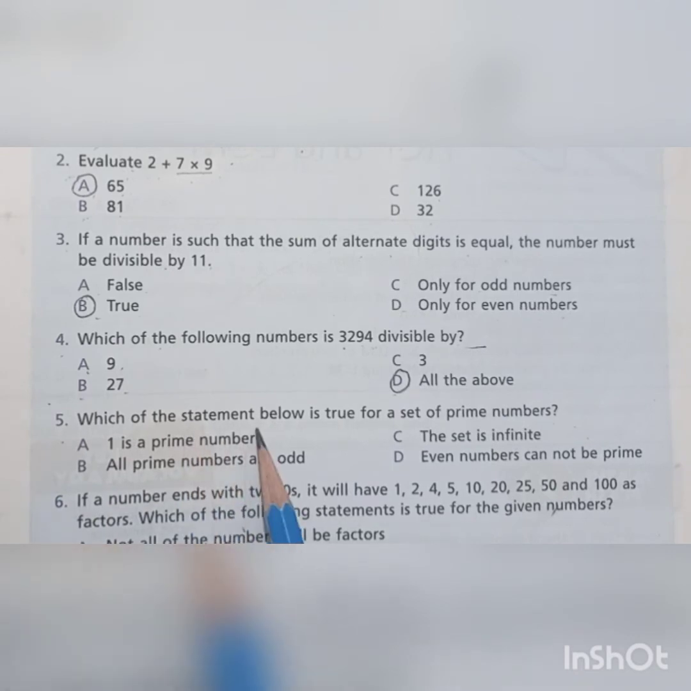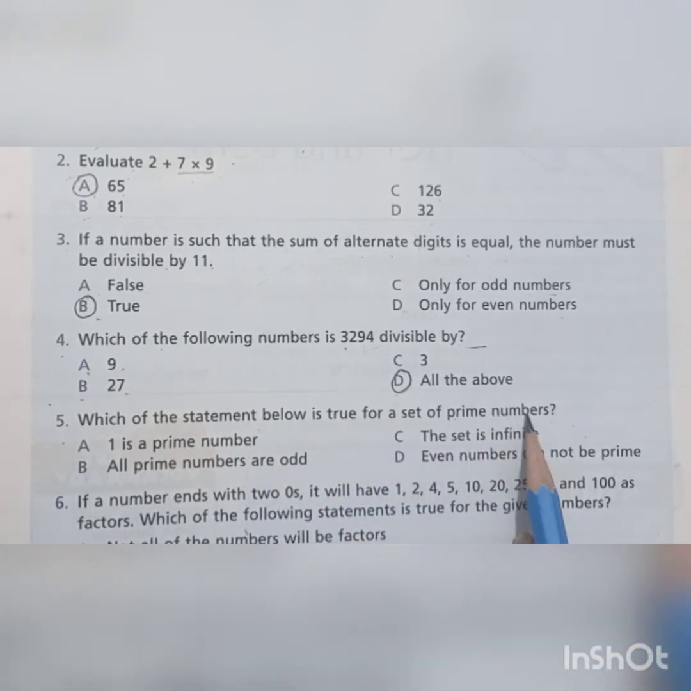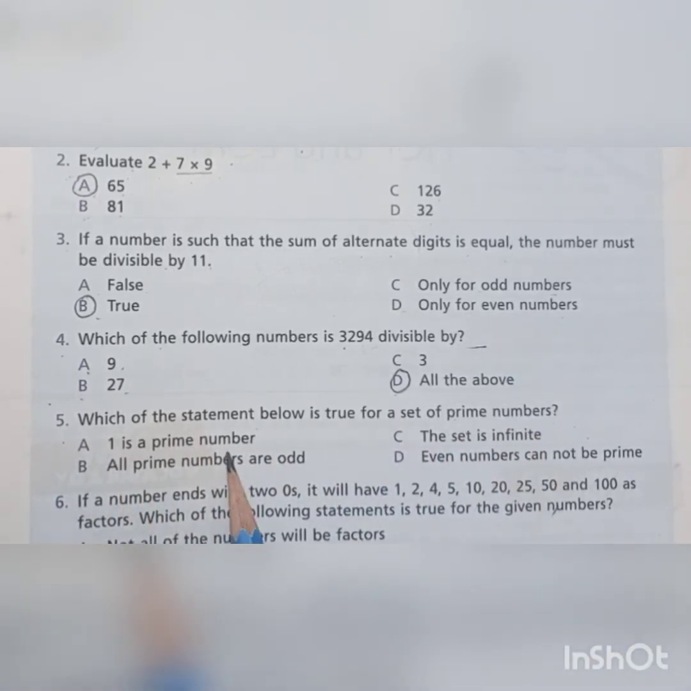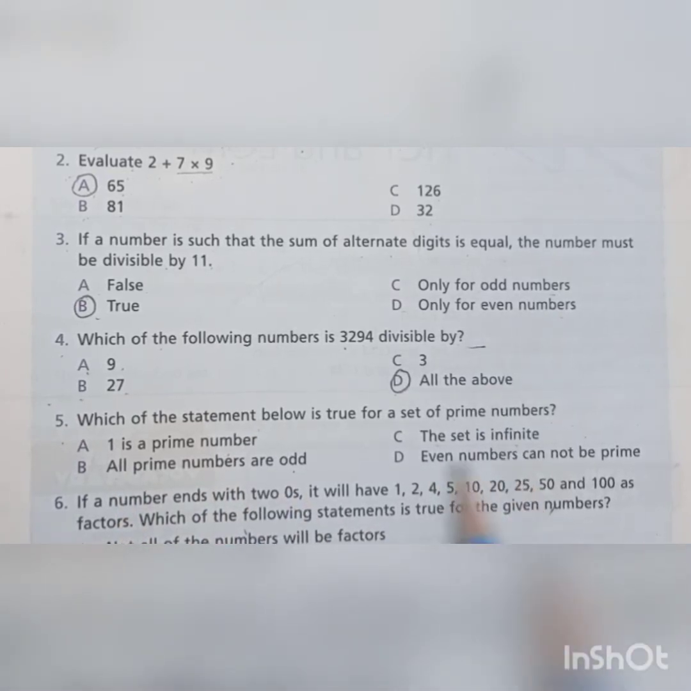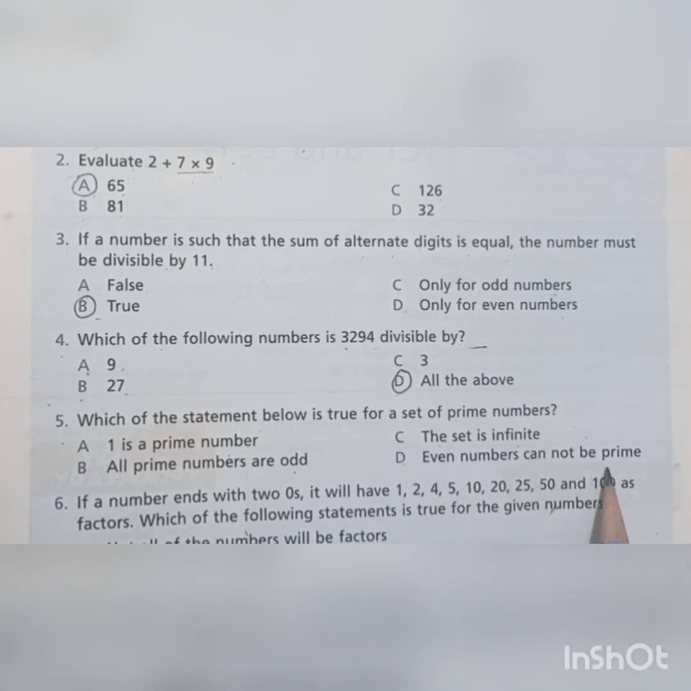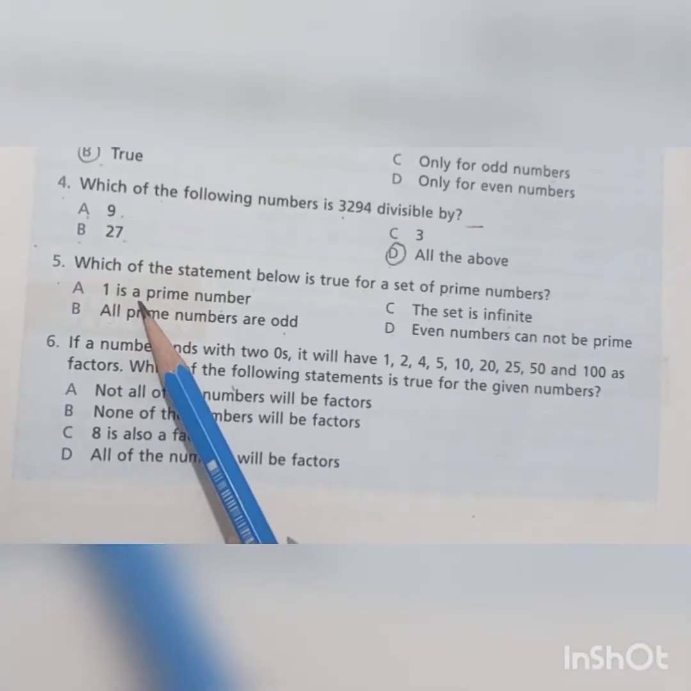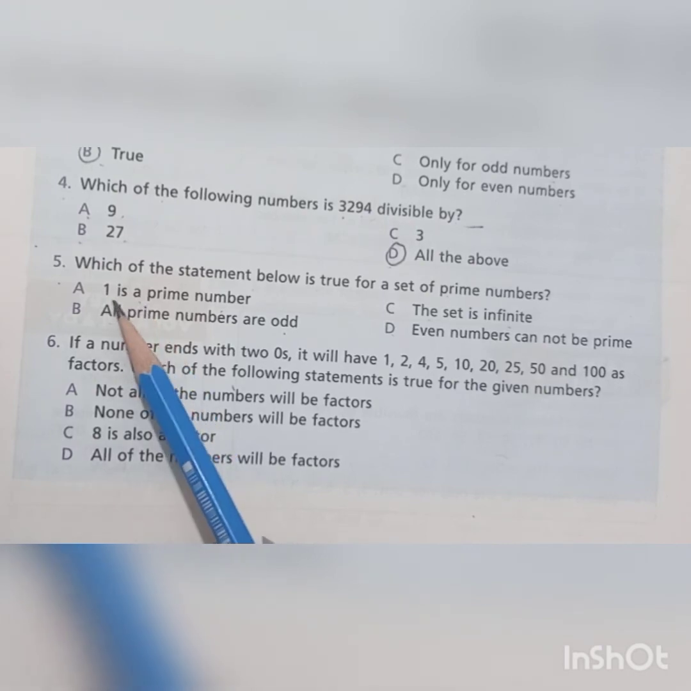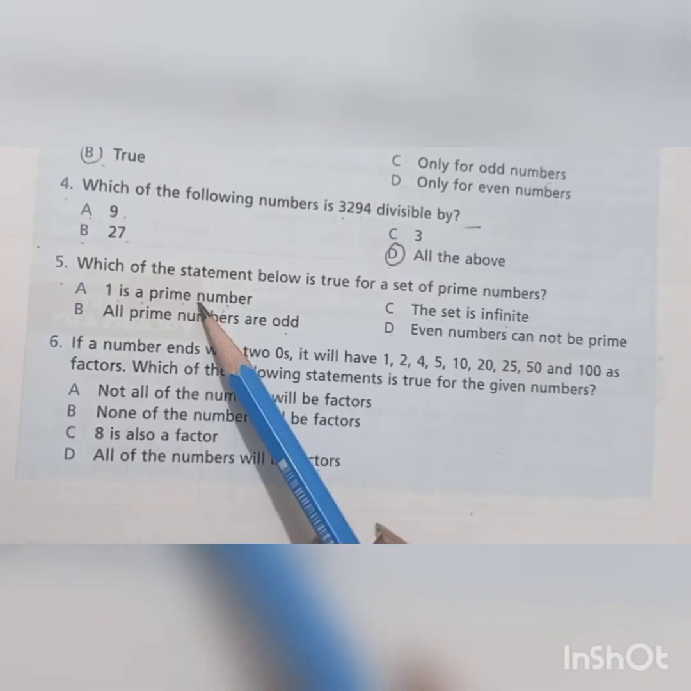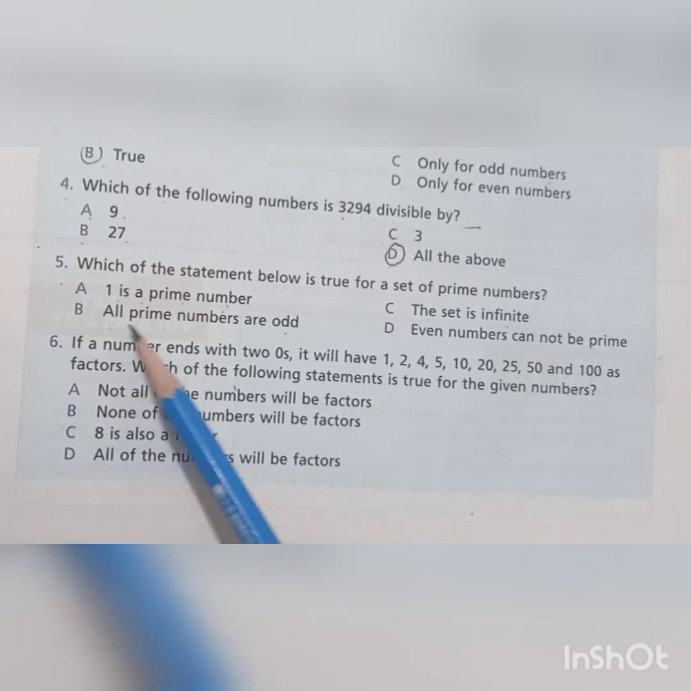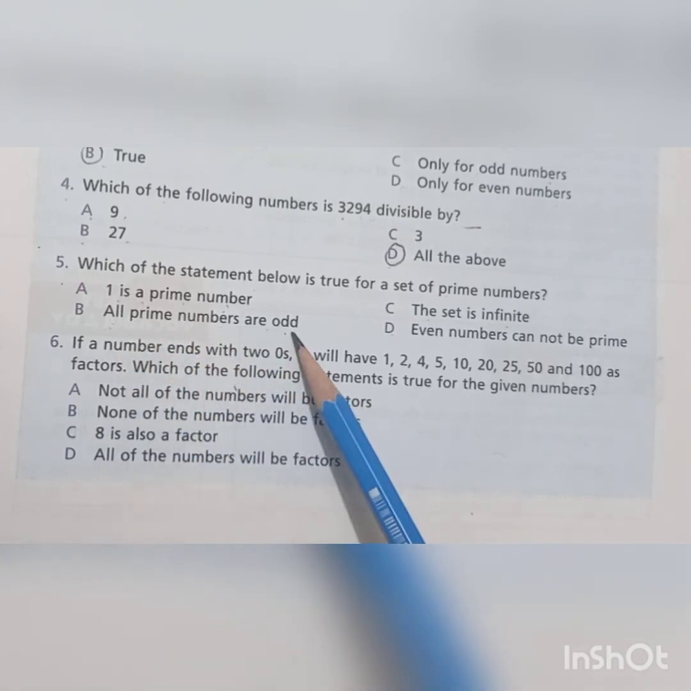Fifth one is: which of the statements below is true for a set of prime numbers? Option A 1 is a prime number, option B all prime numbers are odd, option C the set is infinite, option D even numbers cannot be prime. So let's see which statement is true about the set of prime numbers. Number 1 is a prime number. We know that 1 is not a prime number. 1 is an odd number. And the second one is all prime numbers are odd. We know that not all prime numbers are odd. The number 2 is a prime number and also even.